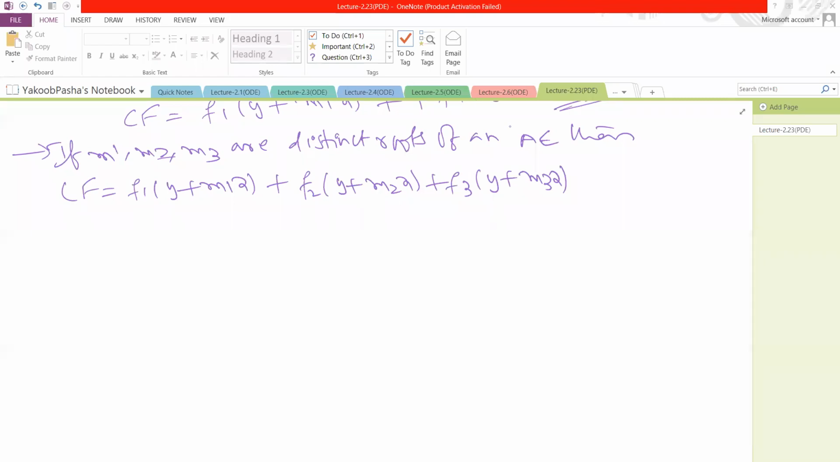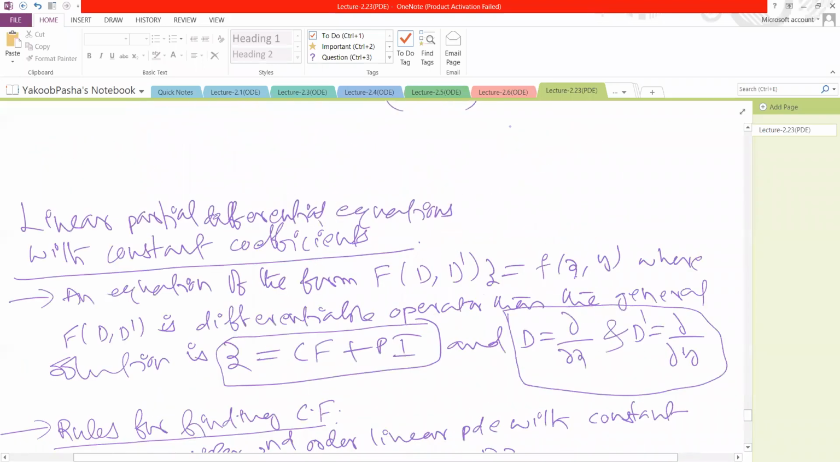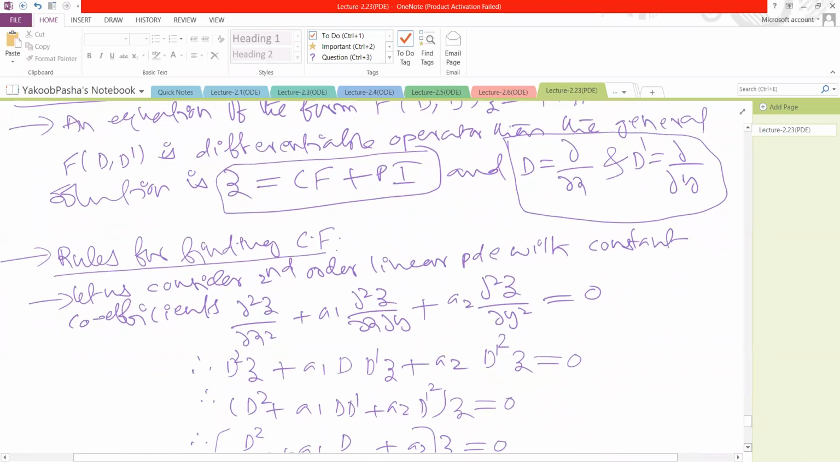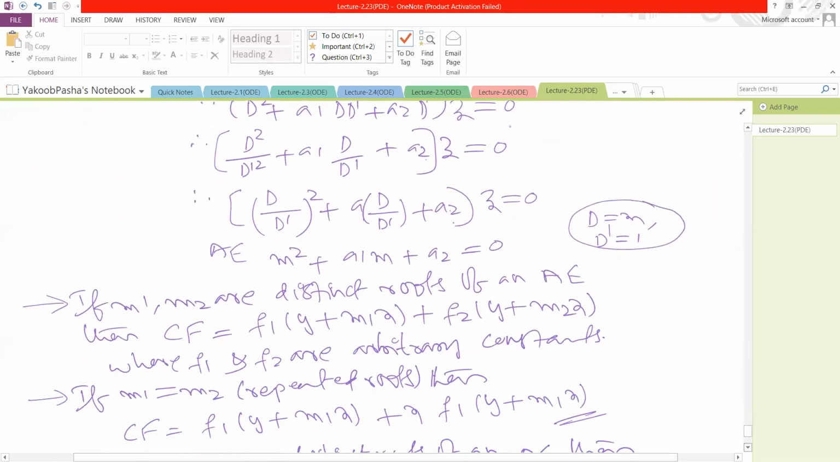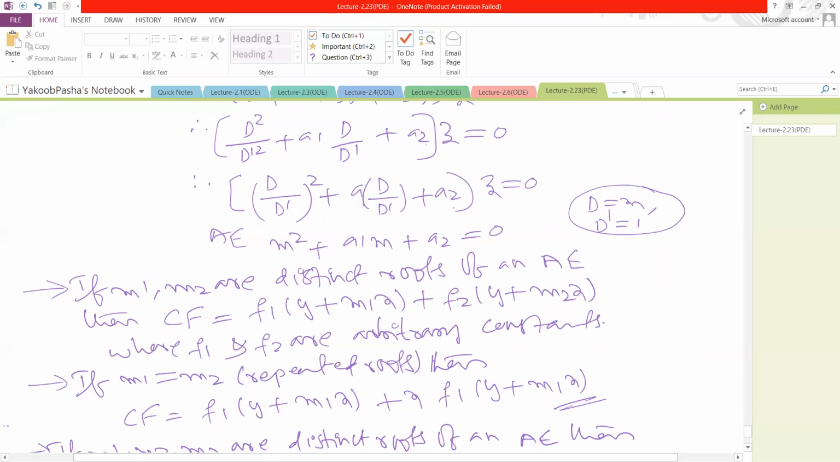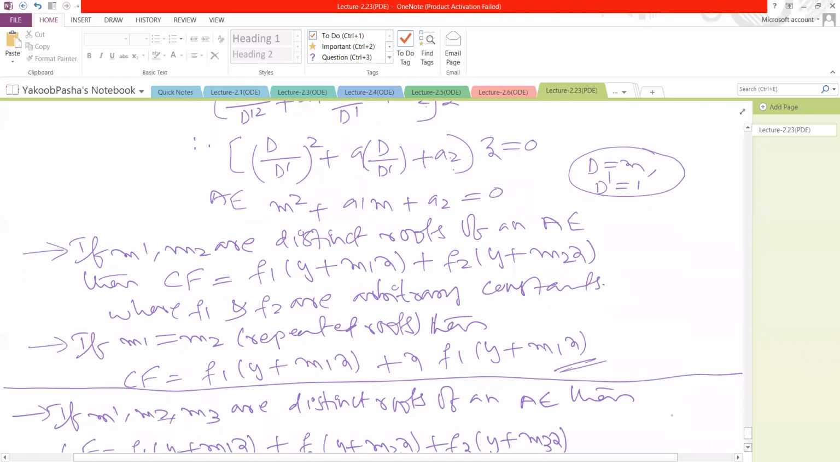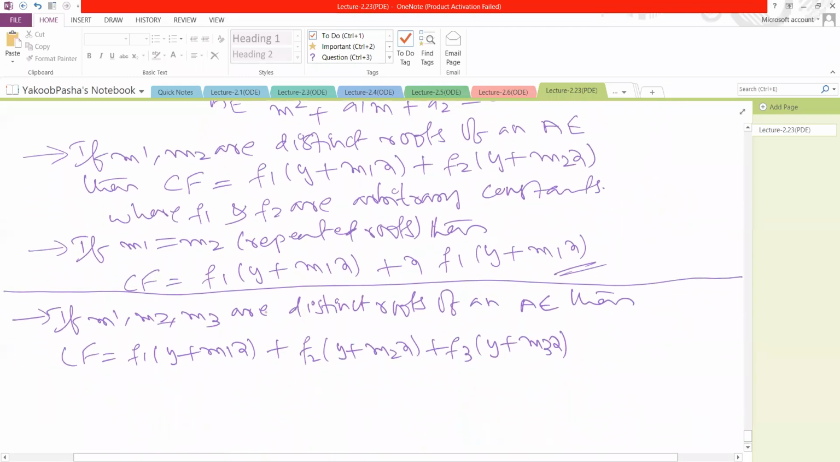ఇక్కడ నేను ఇది ఏంటి అంటే ఇది క్వాడ్రాటిక్ ఈక్వేషన్ వరకు ఇది అయిపోయిందండి. ఇక్కడ వరకు టూ రూట్స్ తోటి అయిపోయింది. ఒకవేళ త్రీ రూట్స్ ఉన్నప్పుడు అంటే క్యూబిక్ ఈక్వేషన్ తీసుకున్నప్పుడు, త్రీ డిస్టింక్ట్ రూట్స్ వచ్చినప్పుడు కాంప్లిమెంటరీ ఫంక్షన్ ఇలా రాస్తాం. ఫోర్ డిస్టింక్ట్ రూట్స్ వచ్చాయనుకోండి, యాడ్ చేసుకోవాలి. ఫోర్త్ ఆర్డర్ ఈక్వేషన్ కు ఫోర్ రూట్స్ ఉన్నప్పుడు f4 y plus m4 of x అని we can add. Like that we can keep adding.